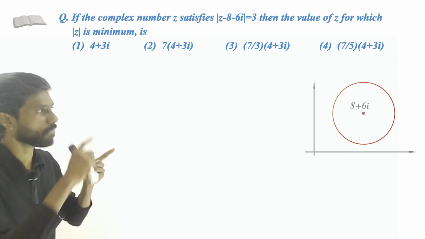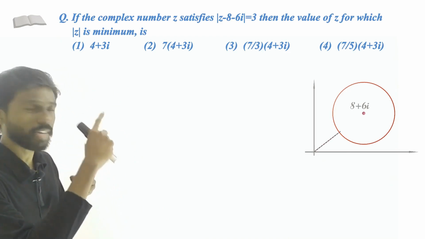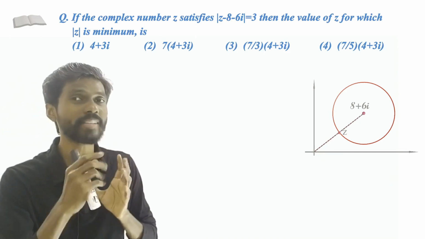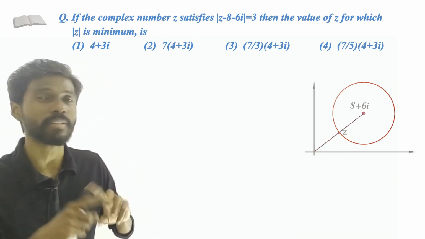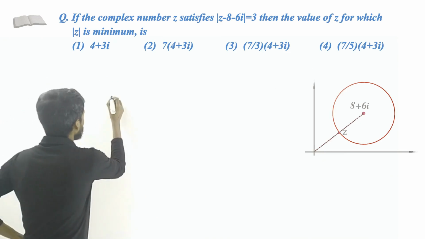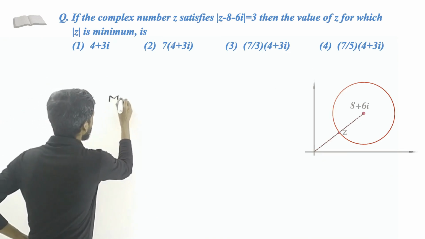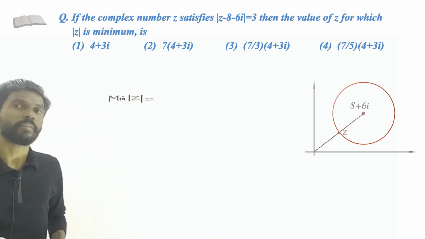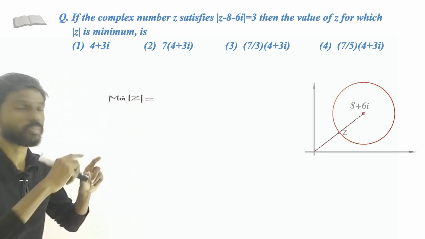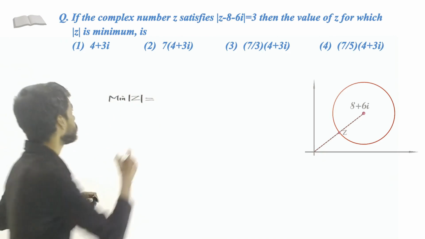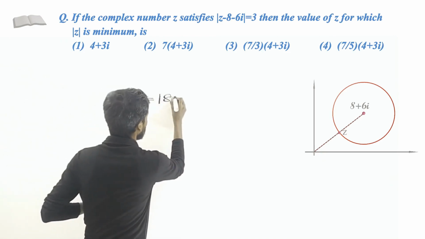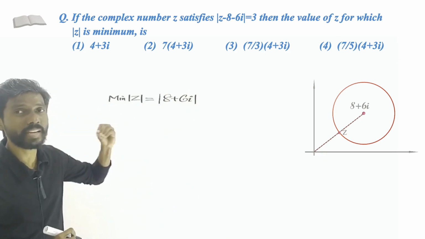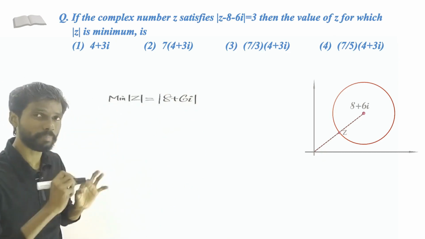What do we do? From the center to the origin, that distance we can find. Then subtract the radius, we will get the minimum modulus of z. So we want to find the minimum modulus of z. That equals, from the center to the origin, the modulus of 8 plus 6i. So that is the distance from origin to the center. From that you subtract the radius.